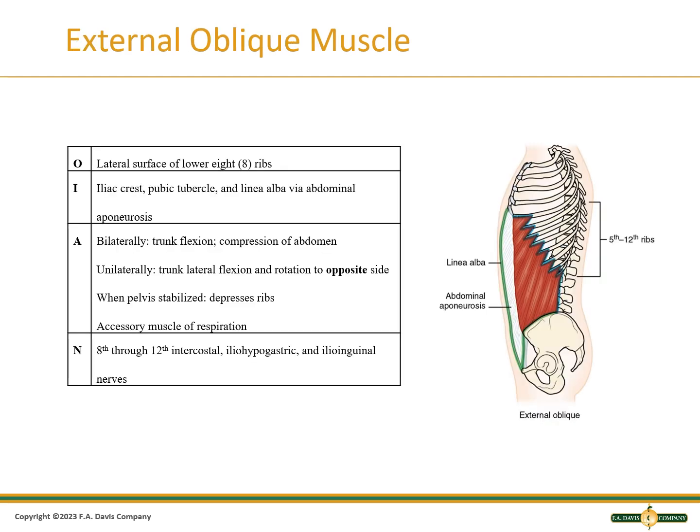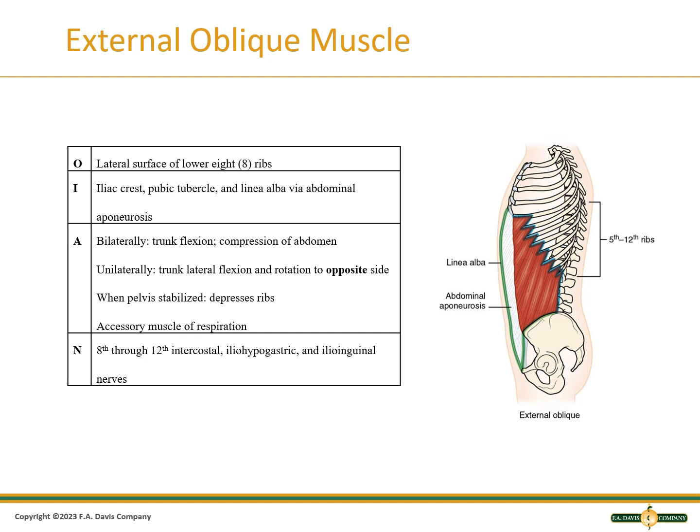Our external oblique is going to have its fibers oriented the same way that our external intercostals did. So that's going to be oriented like putting your hands in your pockets and how your fingers point in that direction. They're going to originate from the lateral surface of the lower 8 ribs to insert on the iliac crest, pubic tubercle, and linea alba via the abdominal aponeurosis.